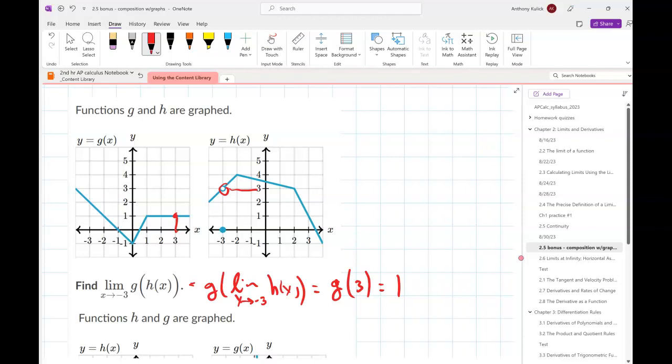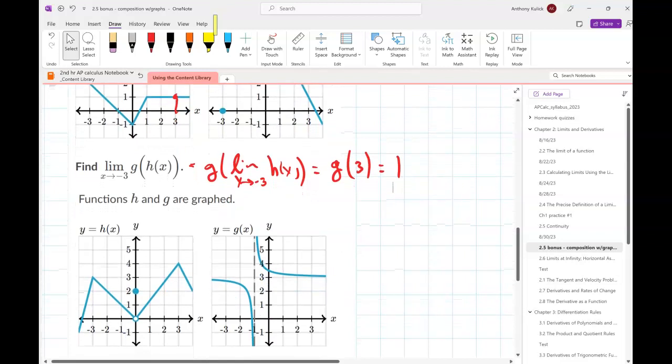Wait, how come we didn't use the bottom circle? Because that's not how you do a limit, right? We're looking at the limit of h of x. And it's okay that I did that because g is continuous everywhere. As long as the limit for h of x exists, I can plug that number into g and it's going to be fine. I didn't need continuity so much on the h part because I still had the limit existing there. But as soon as I see discontinuity, my antenna's got to go up a little bit, but it doesn't mean that it doesn't work.